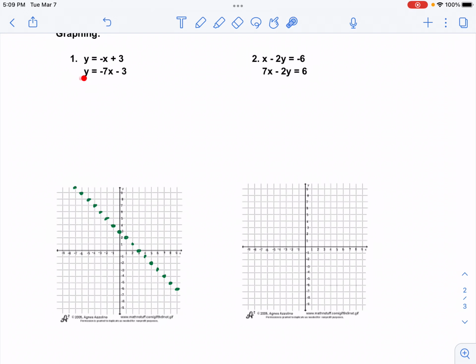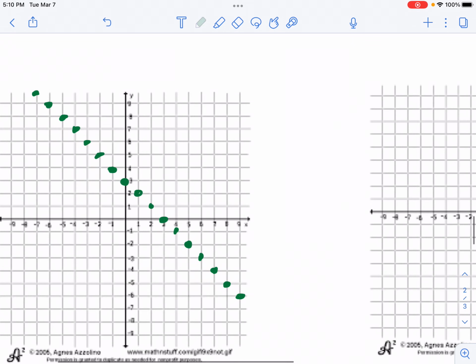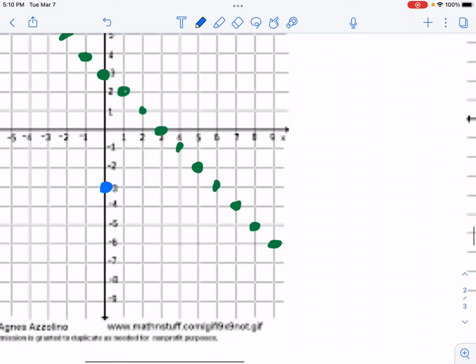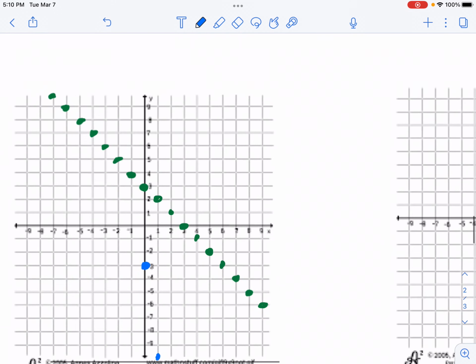Now we're going to do the same thing for y equals negative 7x minus 3. So what's the y-intercept? Negative 3. So we're going to go down. Let's change the color. Plot negative 3. Boom. And now, what's the slope? Slope is negative 7, so negative 7 over 1. And so what are we going to do? We are going to go down 7 and over 1. And we're going to do the same thing in the other direction, except we're going to go up. We're going to go up 7 and over 1.